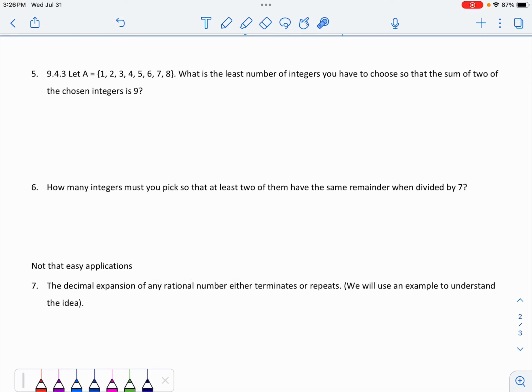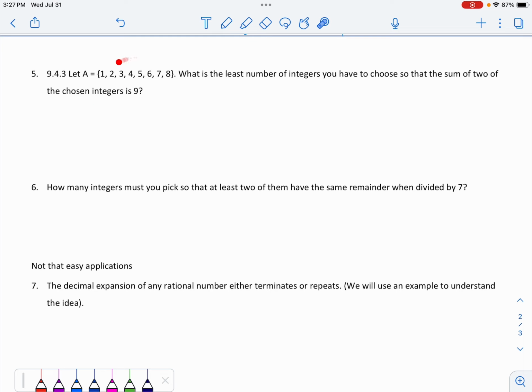Let's continue to look at more examples of application of pigeonholes. This is a good one. Say, let A be the set of numbers from 1 to 8. What is the least number of integers that you have to choose so that the sum of two of the chosen integers is 9?